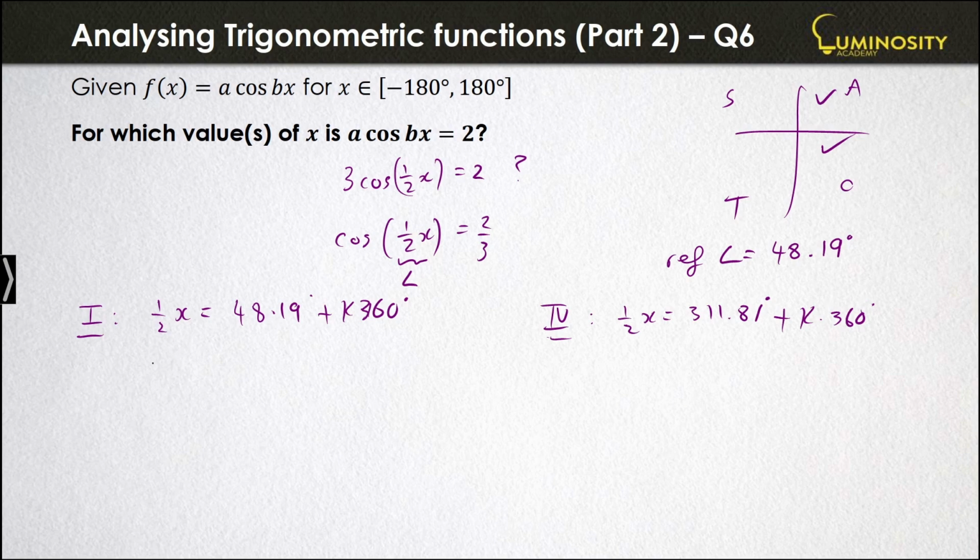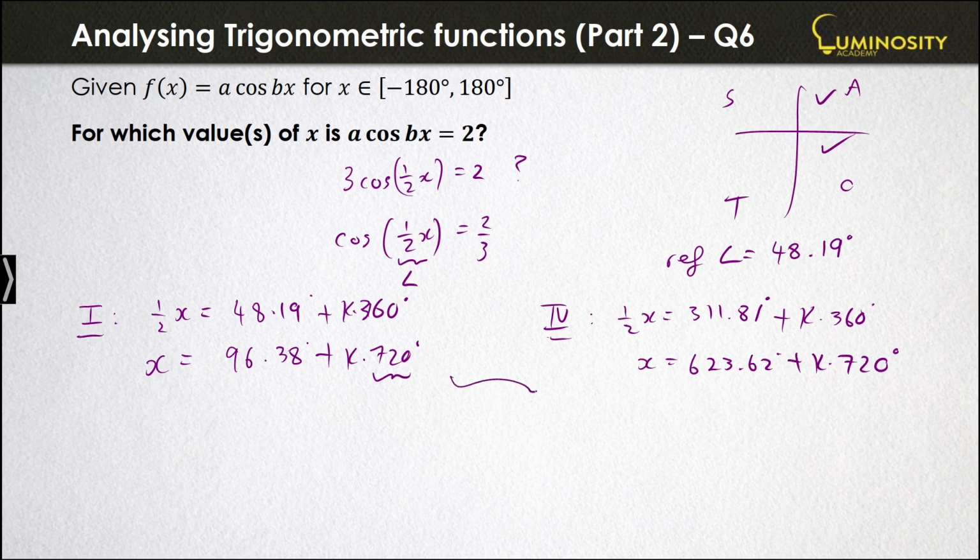Okay, now to get rid of that half, I multiply both sides by 2. So if I do that, this will become 96.38 degrees plus k times 720. And 720, we worked out that was the period, so that makes sense. And the same thing, if you multiply this by 2, you get 623.62 degrees plus k times 720 degrees, where k is an integer here.